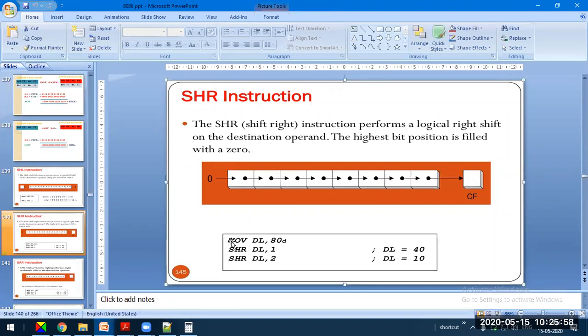Okay, we'll take one simple example. DL is loaded with 80, a decimal value that's converted into hexadecimal. Shift right by 1 bit position gives 40. Shift right by one more bit position, or 2 bit positions, gives 10. Okay, let us take this example quickly.